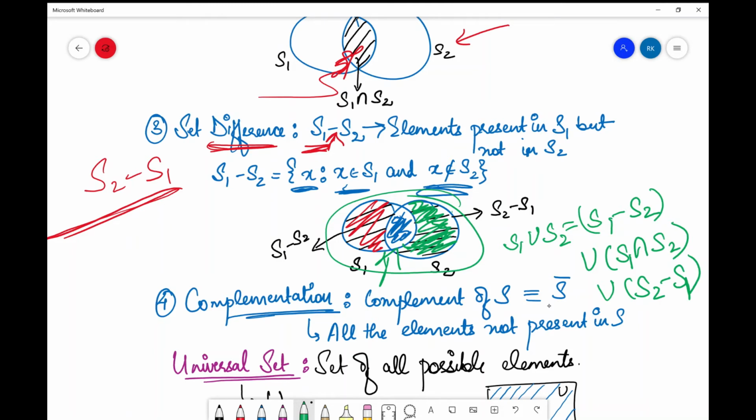The left side portion marked with red is S1 minus S2. The common portion is always represented by S1 intersection S2, and the right hand side portion is again S2 minus S1. So S1 union S2 is nothing but union of all these three. So this is also asked often in different questions, so just keep this in mind.